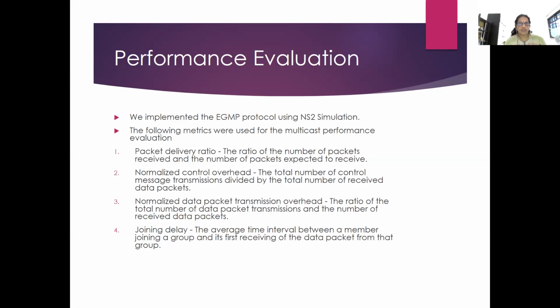The metrics which we use for the multicast performance evaluation are packet delivery ratio, which is nothing but the ratio of the number of packets received and the number of packets expected to receive. The next is normalized control overhead, the total number of control message transmissions divided by the total number of received data packets. The third one is normalized data packet transmission overhead, the ratio of the total number of data packet transmissions and the number of received data packets. And the last is joining delay, the average time interval between a member joining a group and its first receiving of the data packet from that group.